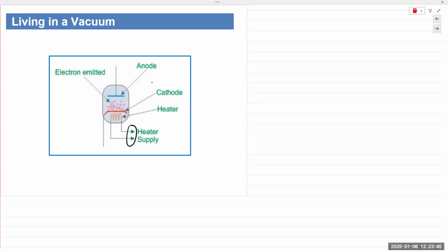You provide energy supply to this heater, which heats a filament. The cathode is sitting in close proximity to that heater. And because of the amount of energy that is being transferred from the heater to the cathode, the filament will emit some electrons. Electrons will float or hover over the surface of the cathode.